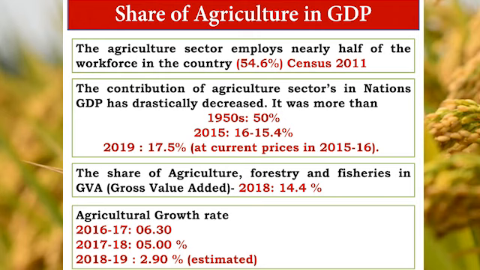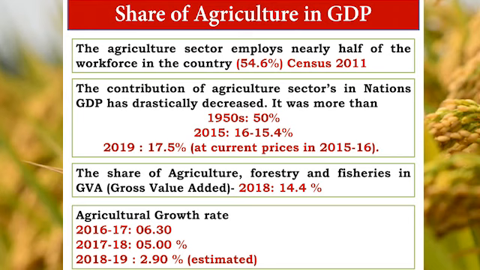Now coming to the share of agriculture in national GDP. This is such a type of question which is coming again and again in exams. So we have to know that the contribution of agriculture sector in national GDP is drastically decreasing. In 1950 it was 50%. In 2015 it was 15.4% and the latest data suggests in 2019 it is 17.5%. So mostly they will ask about year 2019. So the right answer will be 17.5% at current prices in 2015 and 16.